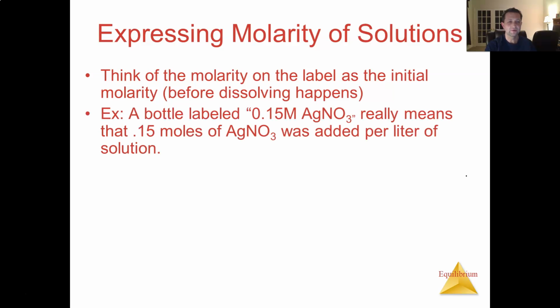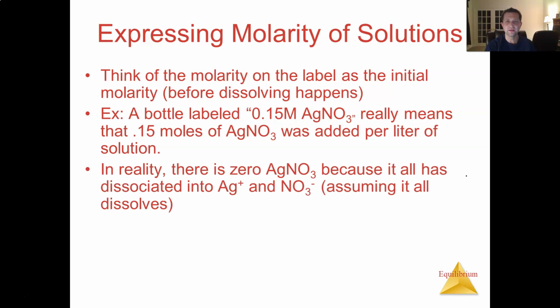So, I already went over this. A bottle labeled 0.15 molar silver nitrate really means you have 0.15 moles of silver nitrate in a liter of solution, because molarity is moles per liter. In reality, there's actually 0 silver nitrate put together, right? Because all of it has dissociated, and we're assuming all of it dissolves, okay? The bottles of silver nitrate I have to use for labs at school, there's no solid silver nitrate sitting in the bottom, right? There's no solid left. I didn't put enough in to have all of it dissolve and then have too much and have solid left over at the bottom.